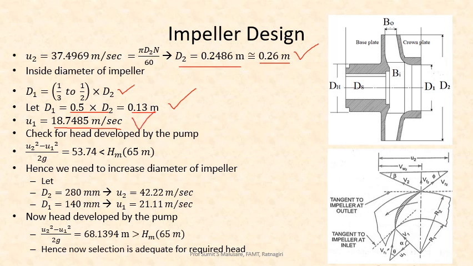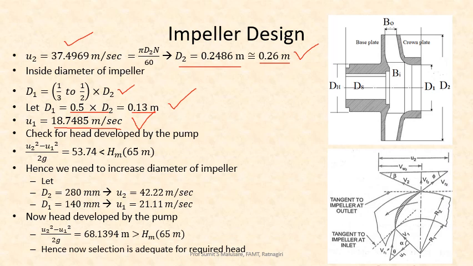18.7485 meters. Now these assumptions were made, but with those assumptions, I have to check whether the total head generated or imparted by the impeller will be greater than the manometric head or not. Now what is the value of u2? 37.49. What is the value of u1? That is 18.7485.